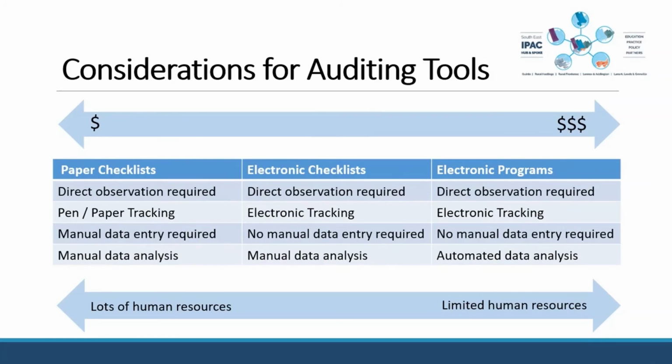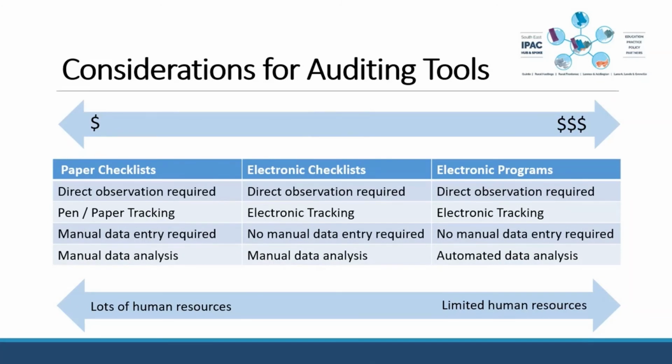So this scale shows you a range of least to most expensive tools. On the left side, the lower cost but high human resources are the pen and paper, the manual data entry, and the manual data analysis. Those ones are lower cost but take a lot of time and effort.